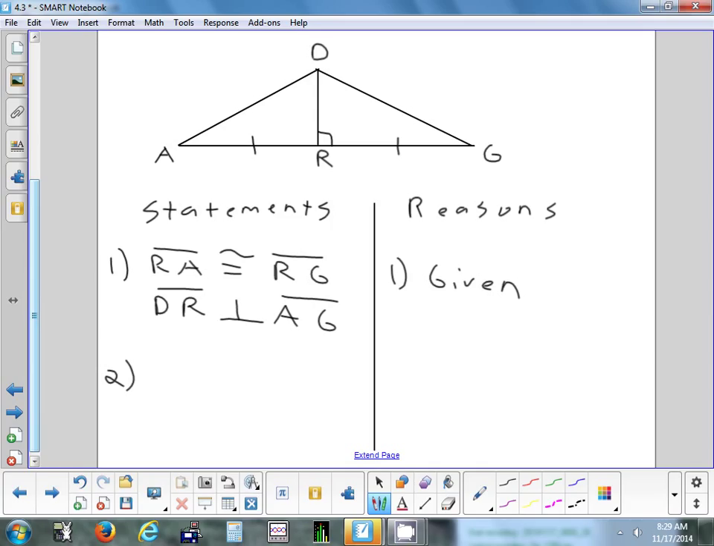Yep? DR is congruent to DR. Okay, we have to say that eventually too. That's separate from the perpendicular angle, but we could say that now. So DR is congruent to DR. And what's the reason for that? What's our reason there? Reflexive property. Yep, that's the reflexive property.